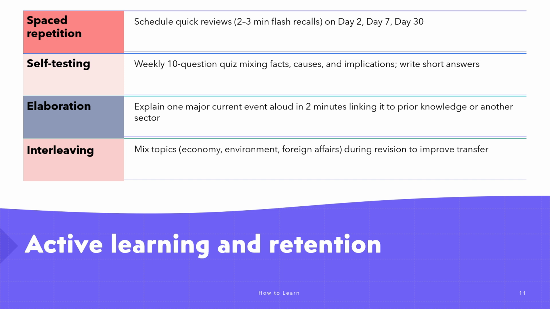Active learning and retention. Spaced repetition: schedule quick reviews, 2 to 3 minute flash recalls, on Day 2, Day 7, Day 30. Self-testing: weekly 10-question quiz mixing facts, causes, and implications, write short answers. Elaboration: explain one major current event aloud in 2 minutes linking it to prior knowledge or another sector. Interleaving: mix topics, economy, environment, foreign affairs, during revision to improve transfer.